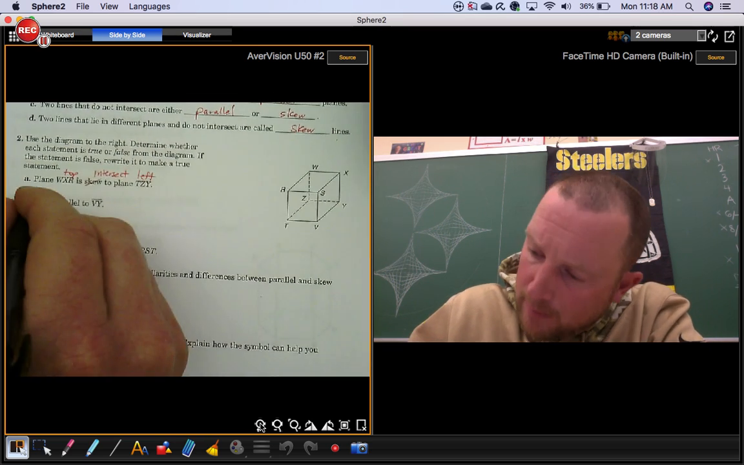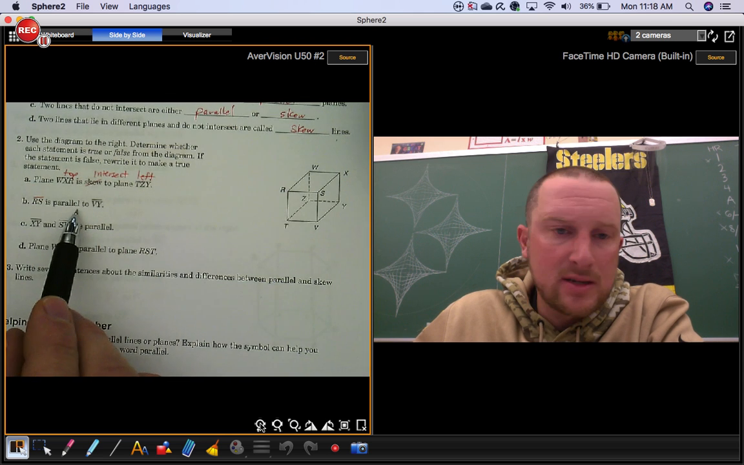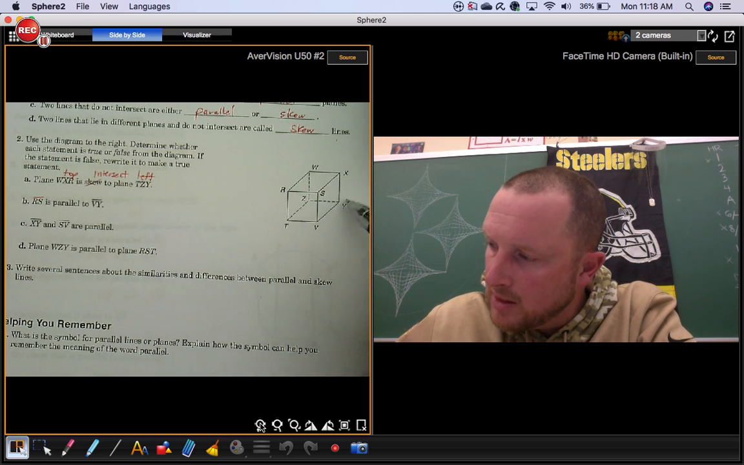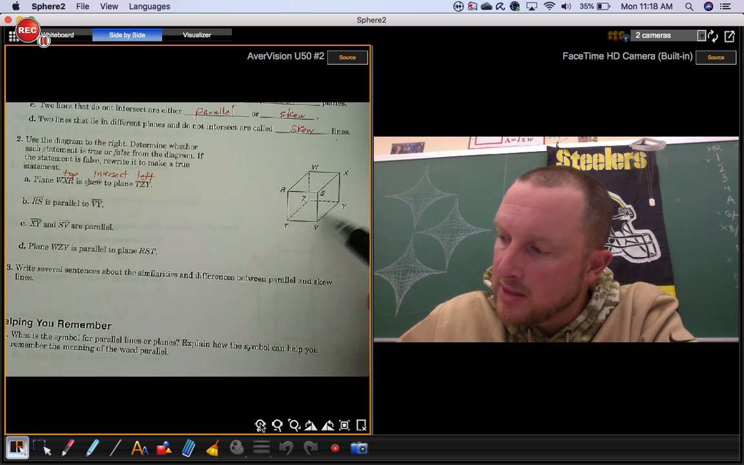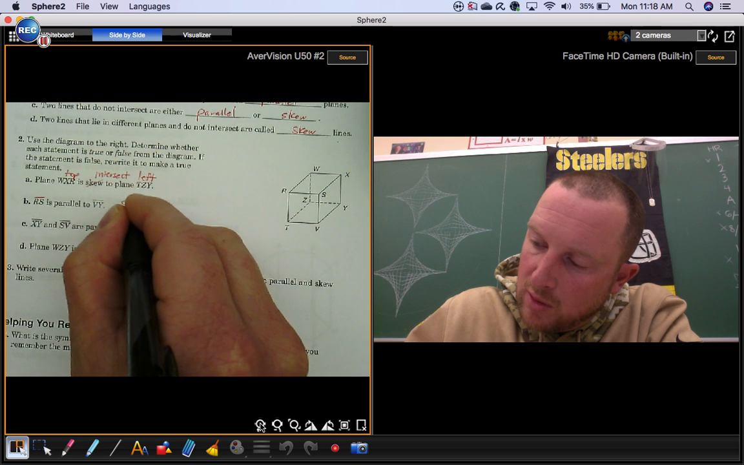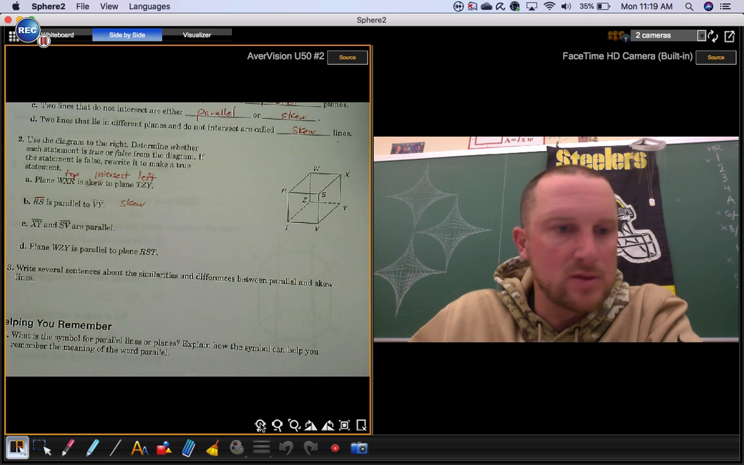Part B. Segment RS is parallel to segment VY. There's segment VY, there's segment RS. They definitely don't touch, but they're not in the same plane either. These are called skew lines or segments.